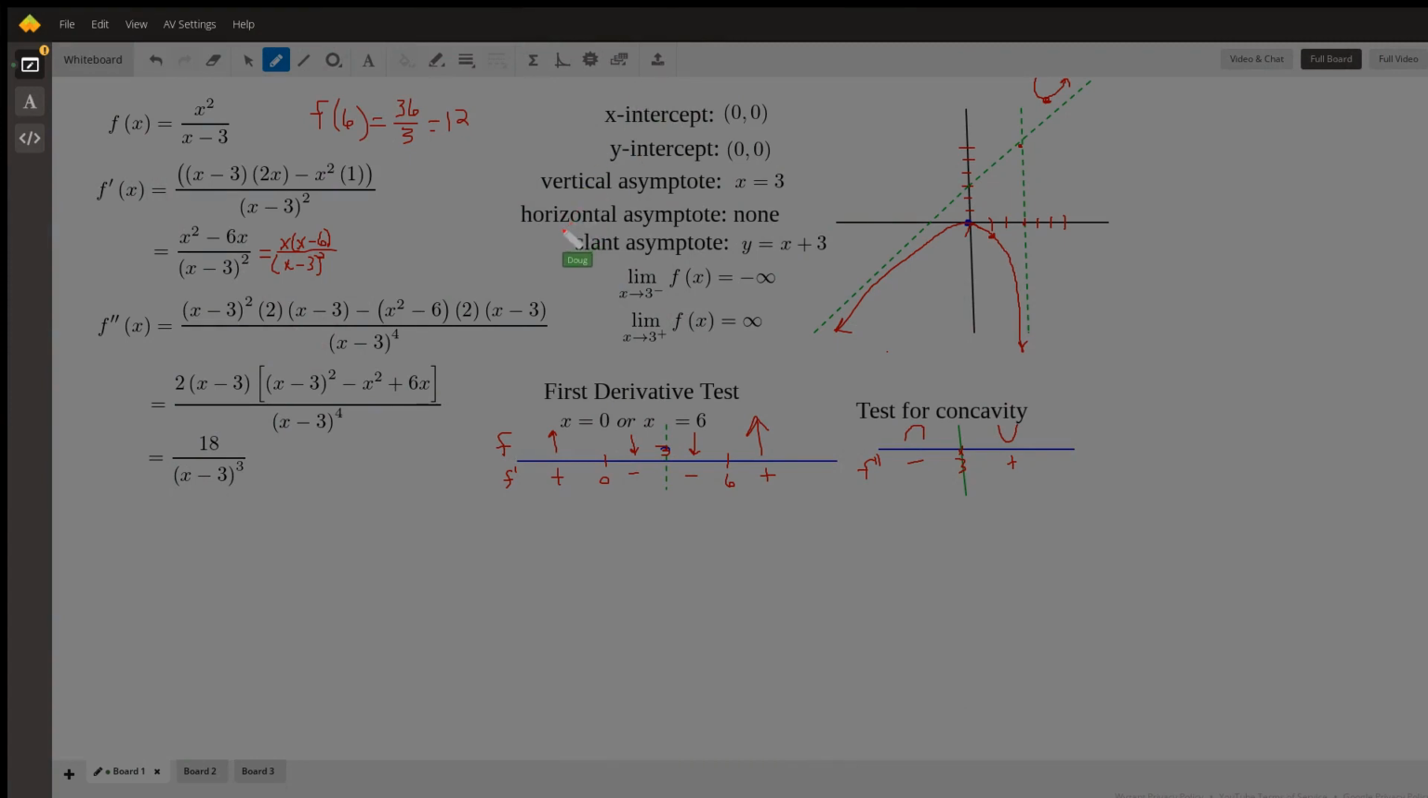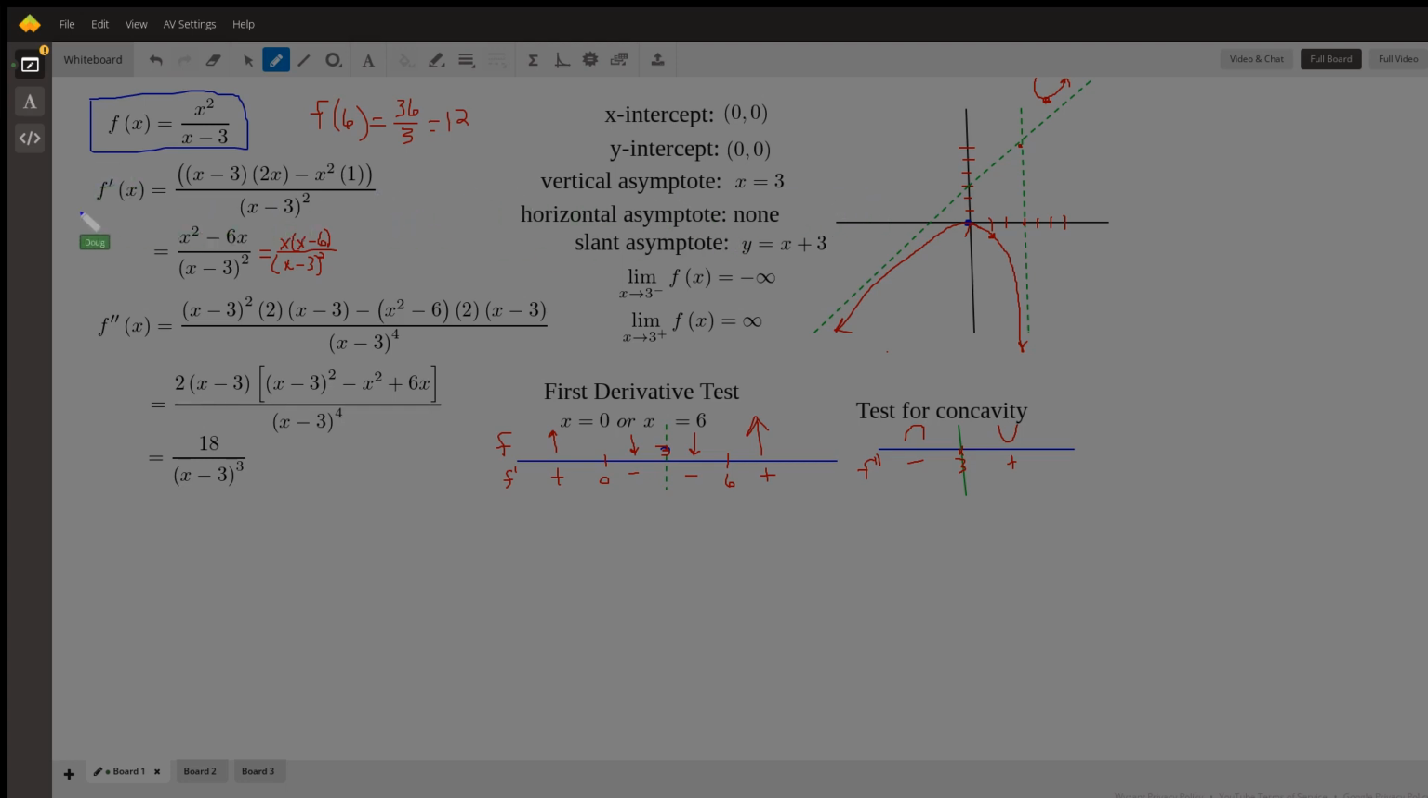Okay, I plan to go through this pretty quickly, so you might want to pause the video here and there and take some notes. Here's the original function, a rational function. We're supposed to find intervals of increase, decrease, concavity, and some other stuff, and then sketch a graph.